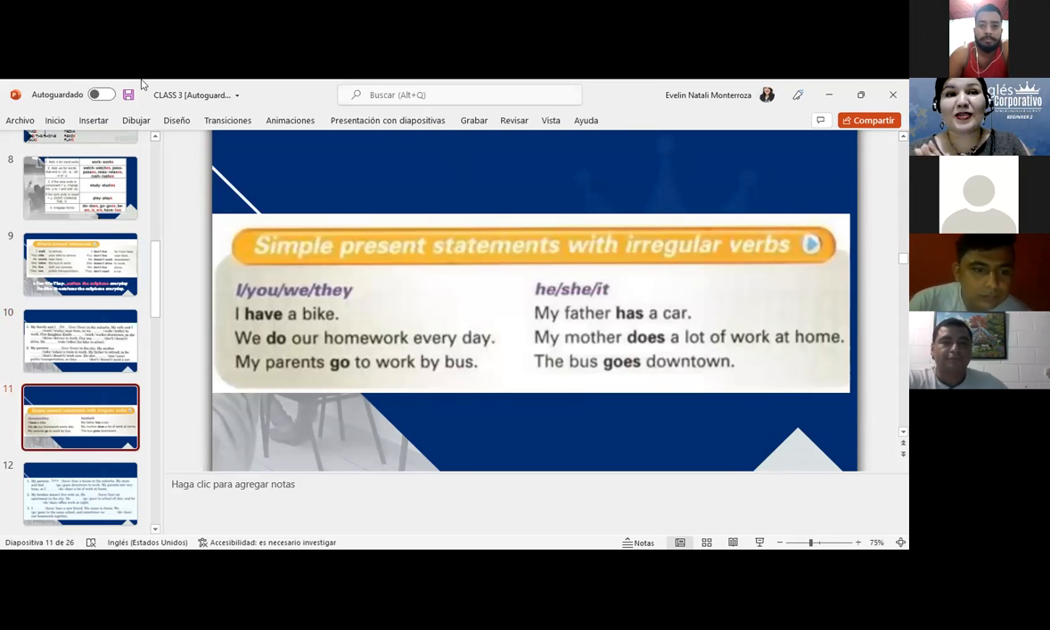So here we have the second part. These are irregular forms of the verbs, because with these ones you are not going to say haves. When you transform it into third person singular, you say, I have, my father has. We do, my mother does. My parents go, the bus goes, right? This is the third person form for these specific verbs. So for have, has. For do, does. For go, goes, right? Goes.